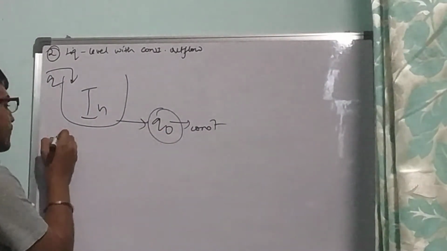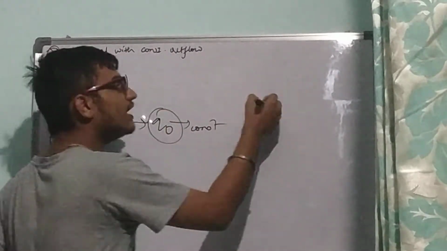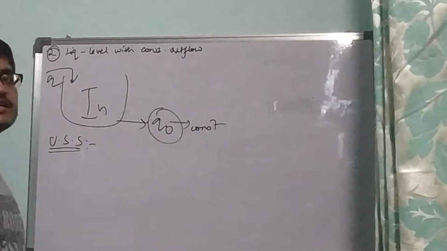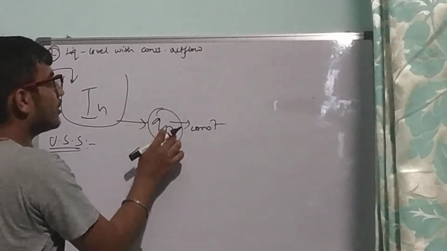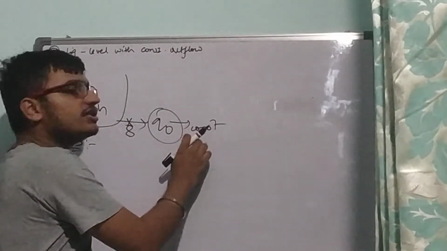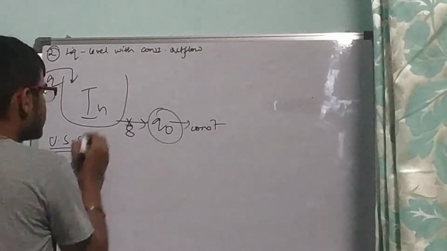So again, for unsteady state you will write the same equation. In that case, Q naught had a relation of H by R. But here you don't have any relation because there is no resistance offered. So your Q naught is kept constant. So the unsteady state calculation is the same thing.